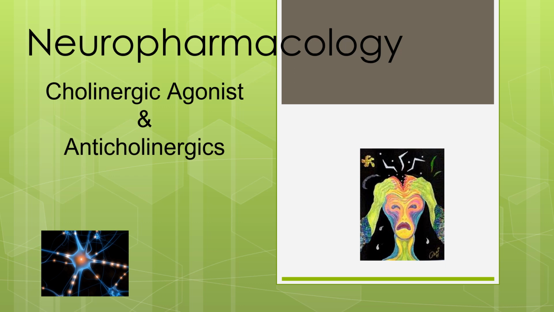We're going to go on to the next chapter, which is neuropharmacology. In the second part of the neuropharmacology lecture, we're going to be discussing cholinergic agonists and anticholinergics. It is the second half of the autonomic nervous system. Last chapter, we talked about the sympathetic nervous system, and this chapter, we're going to talk about the parasympathetic nervous system.